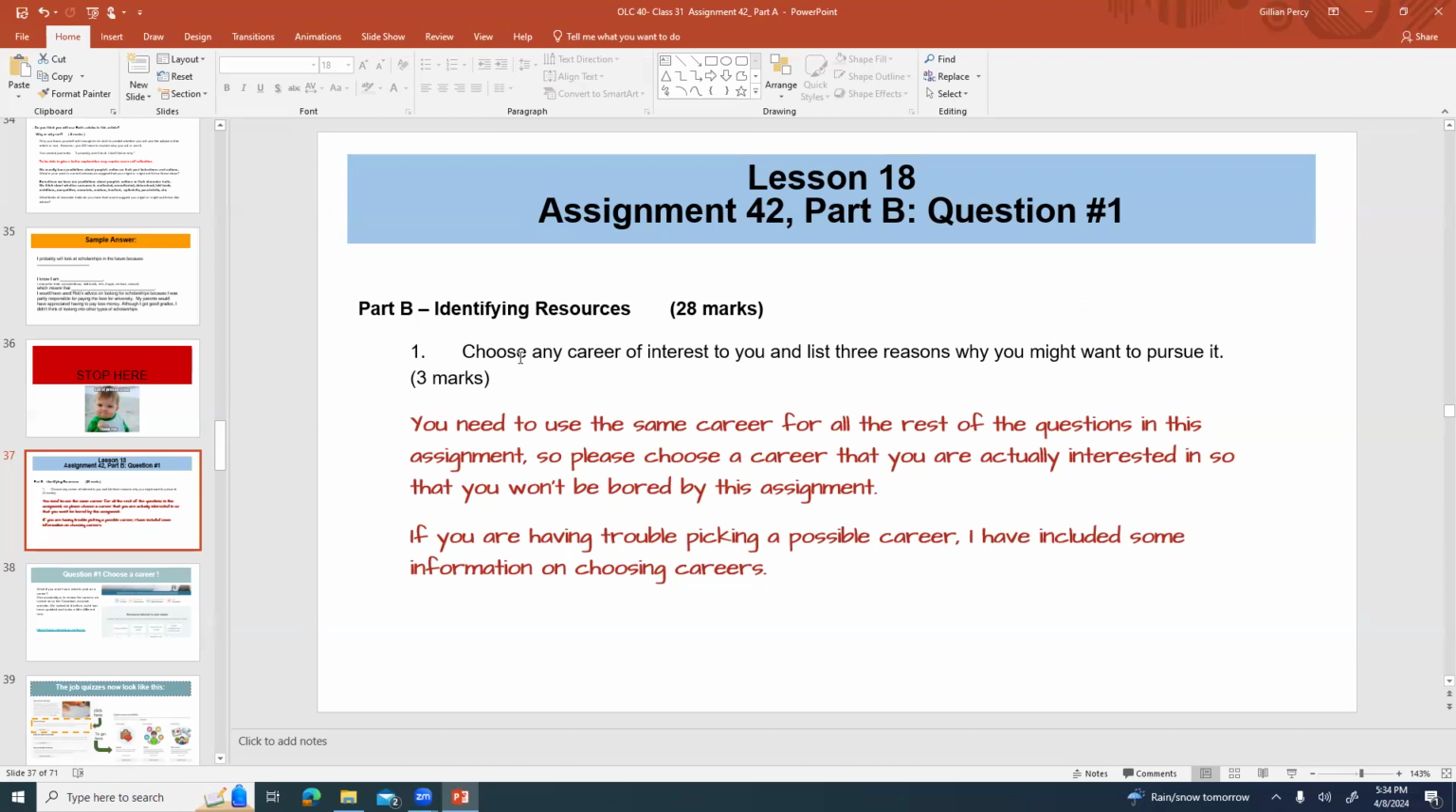It says, choose any career of interest to you and list 3 reasons why you might want to pursue it. 3 marks. So you need to use the same career for all the rest of the questions in this assignment. So please choose a career that you're actually interested in so you won't be bored. I've had some people try and change from 1 to 2 to 3, but then it really doesn't make a whole lot of sense and it actually makes it harder on yourself. So taking the time to pick a career that really interests you is worth the effort, okay?